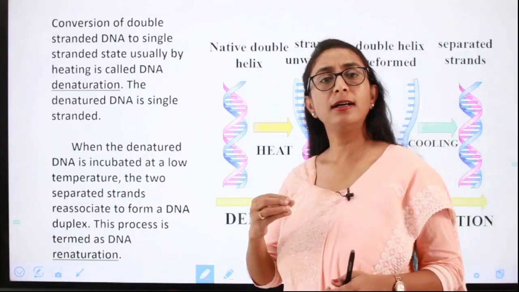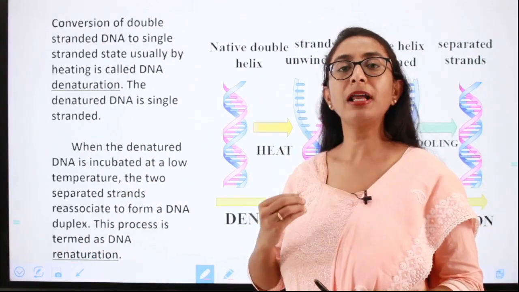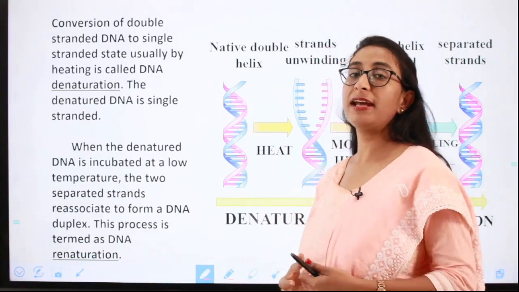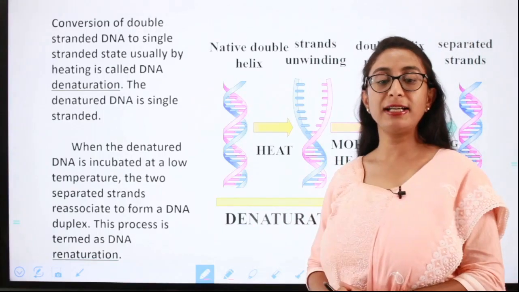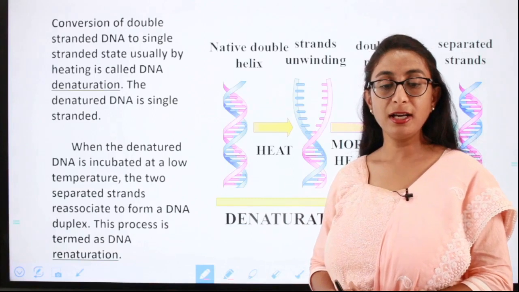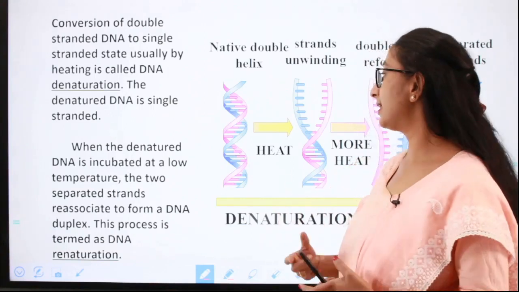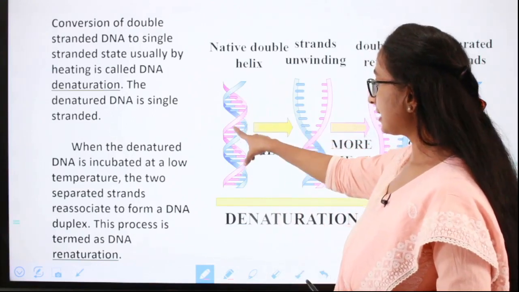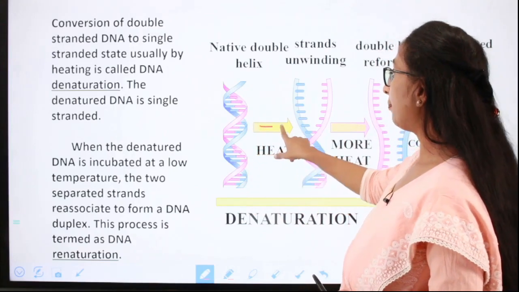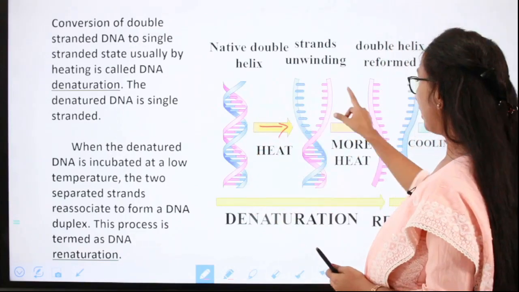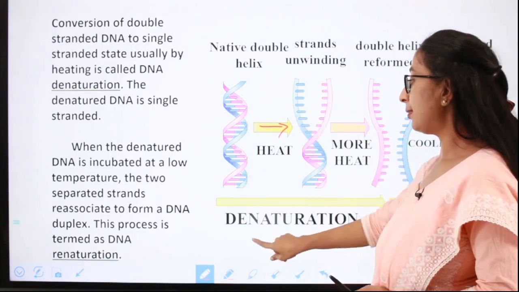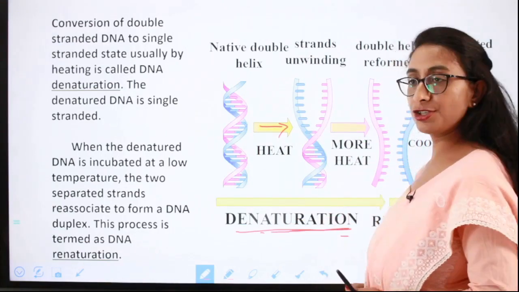So it's better to know a little bit about the denaturation and renaturation of DNA. The conversion of a double-stranded DNA to a single strand by heating it is called denaturation. So here you can see this is a double-stranded DNA molecule. When you apply heat, it unwinds or uncoils and it becomes single-stranded DNA. That process is called denaturation.